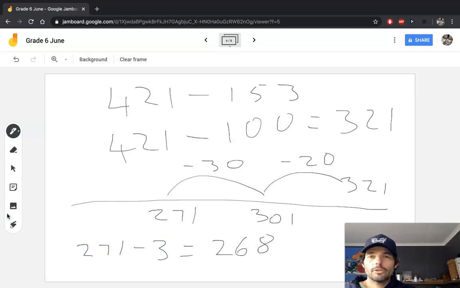Remember your checking strategy that you can use. You can always go 268 and add 153. So 268 plus 100 is 368. Then perhaps first you want to go plus 3 is 371, and then add the 50 to get 421. Alternatively, you can first add the 50 and then the 3. You know, the beauty of maths is that you can play around with the numbers to whatever you feel comfortable with, but I do encourage you guys to always check your work by doing the inverse operation.